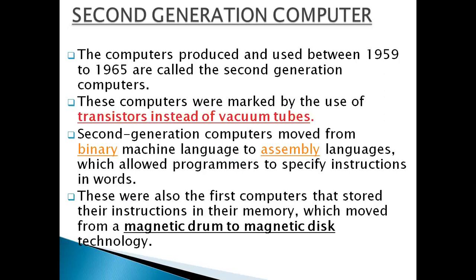These were also the first computers that stored their instructions in the memory, which moved from magnetic drum or disk technology. So in first generation, data were stored in magnetic drum or magnetic disk. But in second generation, second generation computers were able to store their data in their memory. And size was also reduced.